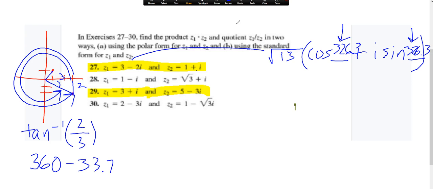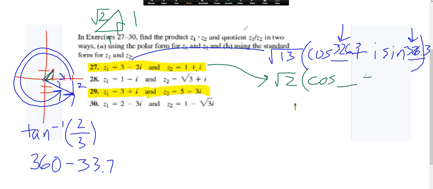Okay, so now I go to the other triangle. Maybe we should have used a different color. We need this one, which we know has a side length of 1 there and a side length of 1 there. So the radius would be what? Square root of 2. Nice handy dandy 45, 45, 90 right triangle. Right, so this one is radical 2 times cosine something plus i sine something. Do you really need to do inverse tangent, or do you know the angle? We know the angle, don't we? It's 45 degrees. And because it's in quadrant 1, we actually use the 45 degrees.